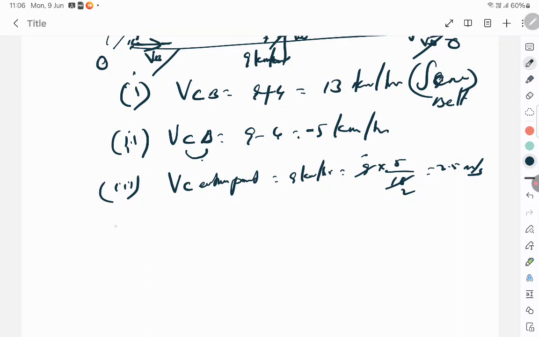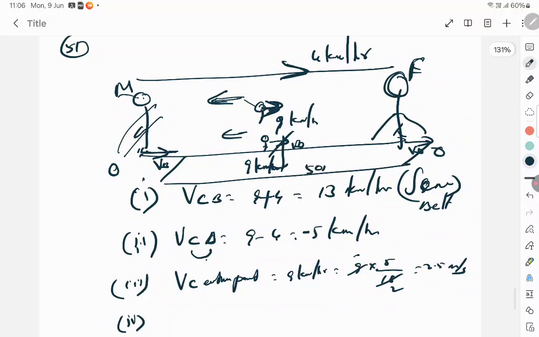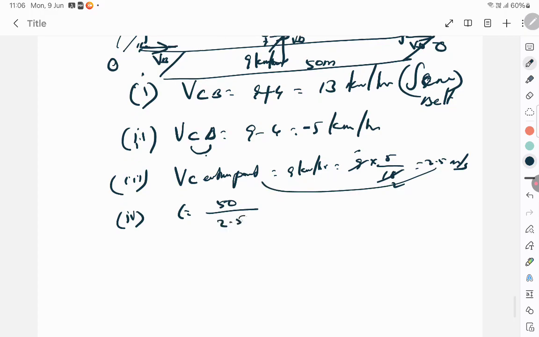And the time taken for the child to cover the distance of 50 meters. Both the parents are 50 meters away. Time is total distance by the velocity, which is the velocity of the child with regard to either parent. So then 20 seconds. This is a very, very important question.